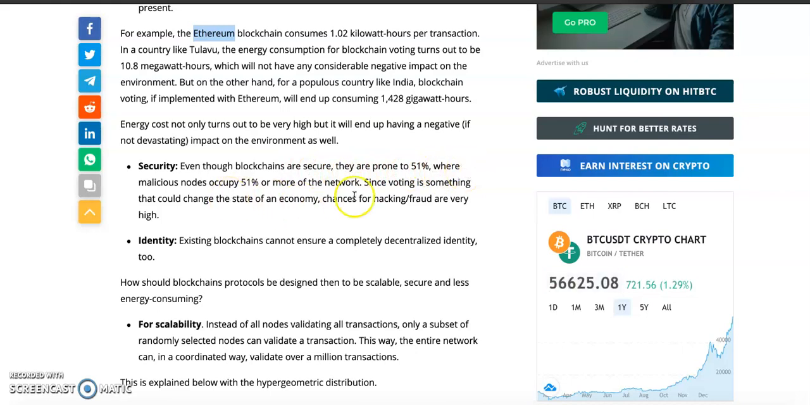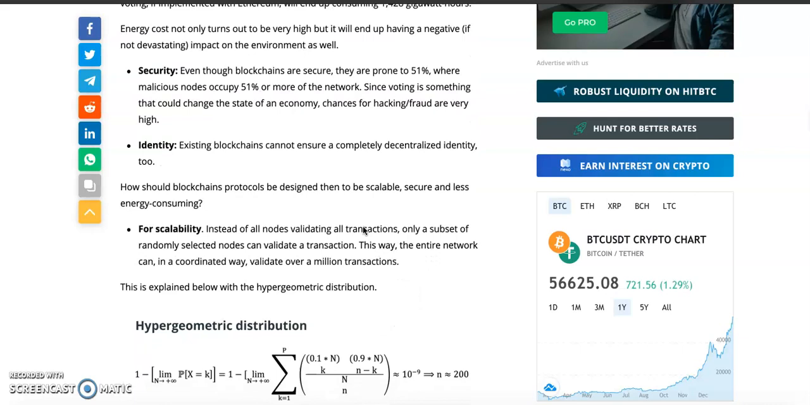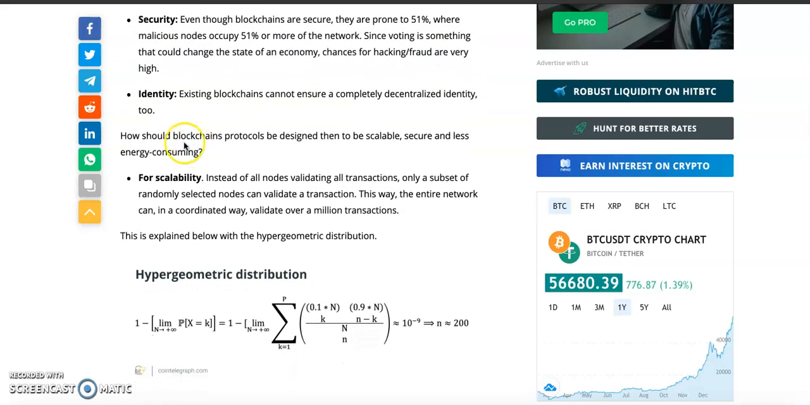I mentioned that before. Since voting is something, blockchains like Ethereum, blockchains like Binance Smart Chain is still new. Ethereum, Polkadot, EOS, those blockchains have not been subject to 51% attack ever. Now, identity. Existing blockchains cannot ensure a completely decentralized identity. This is not completely true for the entire blockchain space.